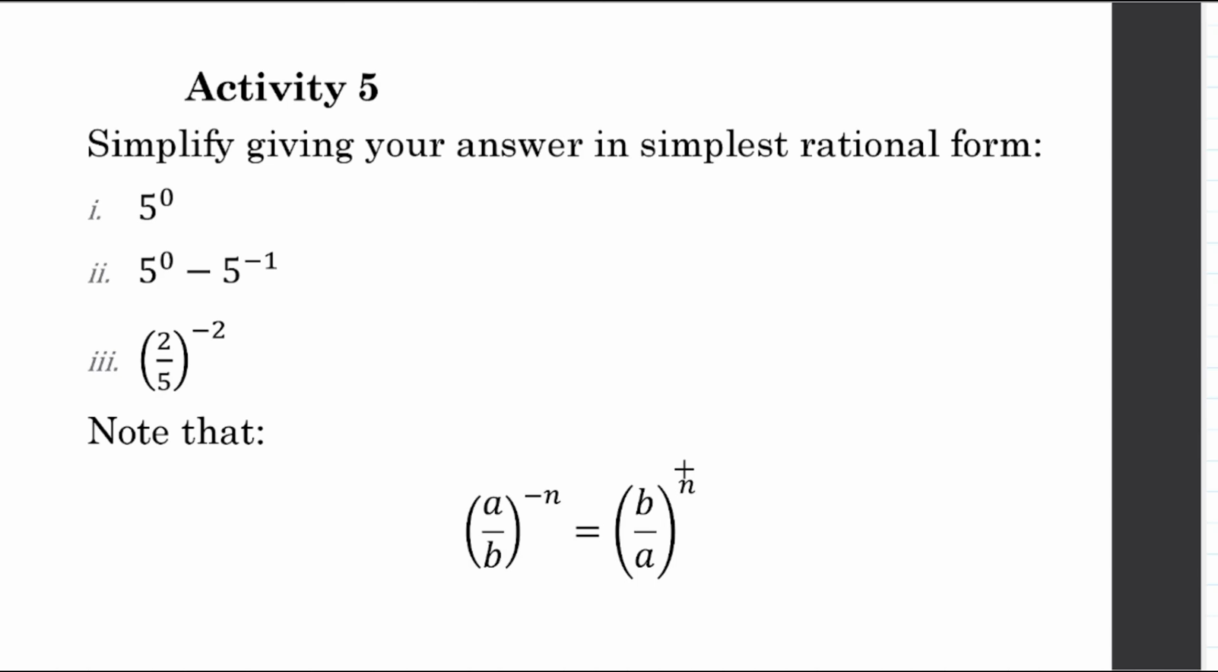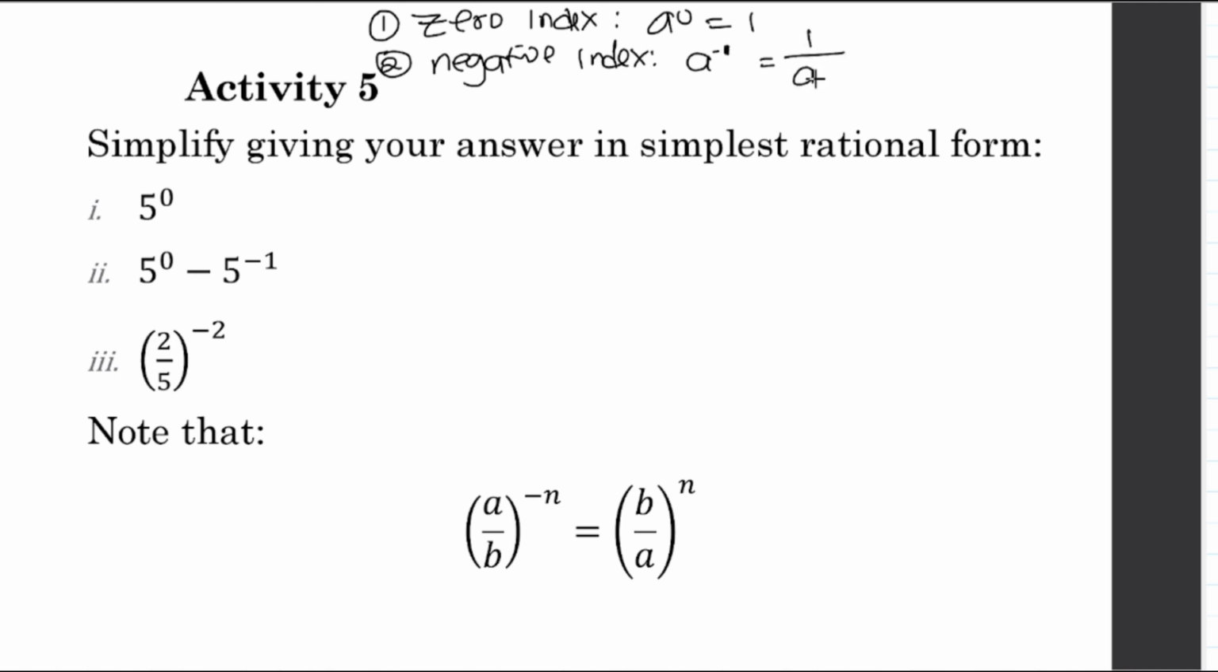Welcome to this lesson. In this lesson, we want to look at the zero index law and the negative index law. Number one, zero index, which says that any number raised to power zero equals one. Then the negative index law says that when you have a number raised to power minus one, whenever you have a negative index, you change the minus to 1 over what you have, okay?